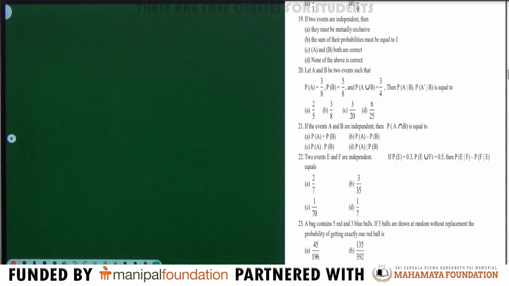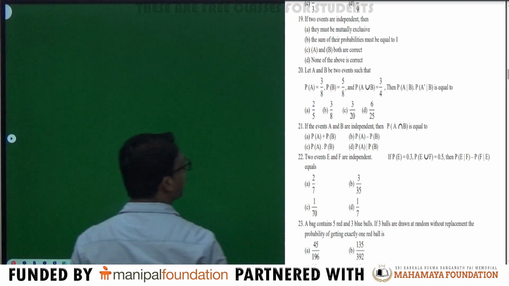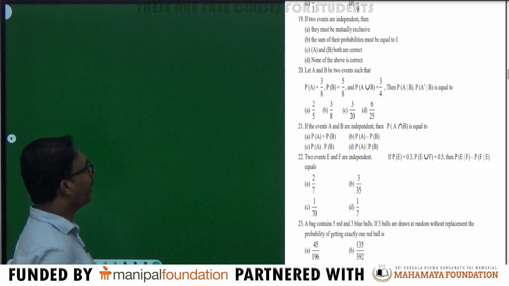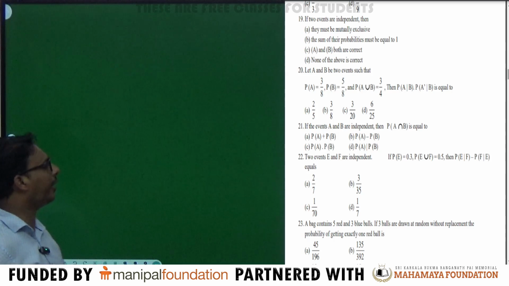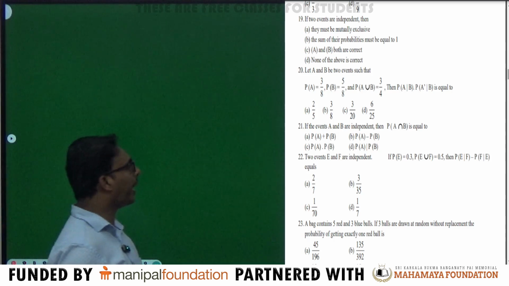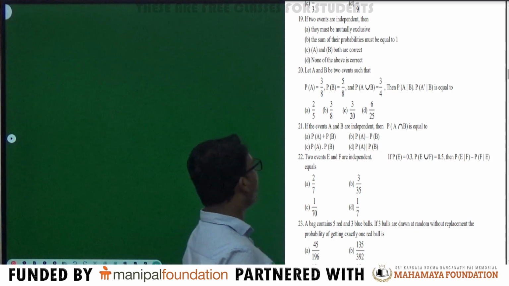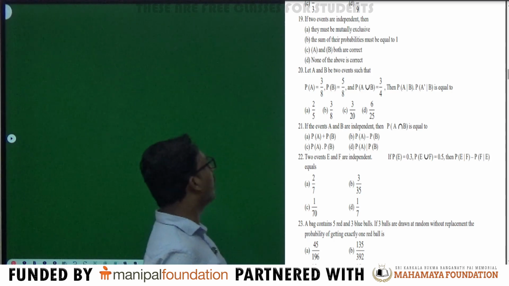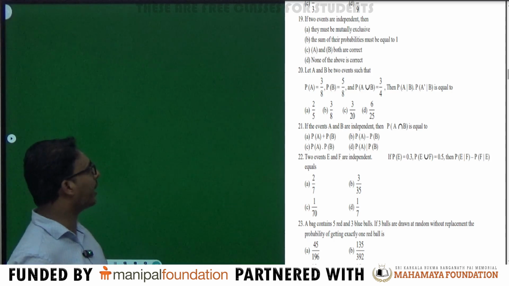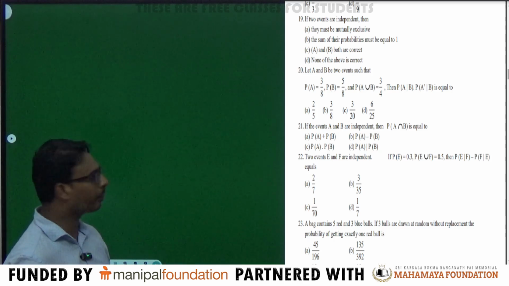So question number 20 is a very easy problem. So P of A bar B and P of A dash bar B, easily you can find that value. So take the question number 20 as homework. Question number 21, it is again a simple formula. If A and B are independent events, then P of A intersection B is equal to P of A into P of B. For the question number 21, answer is option C.